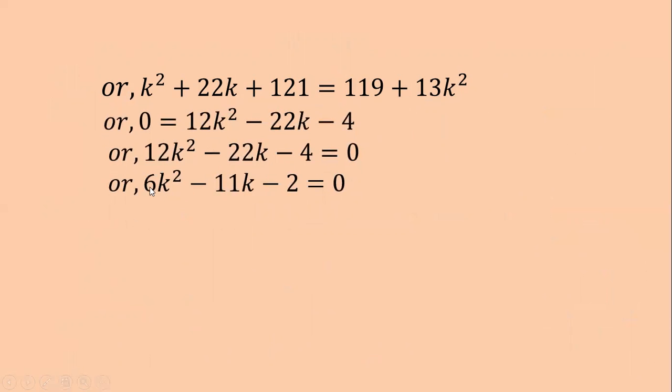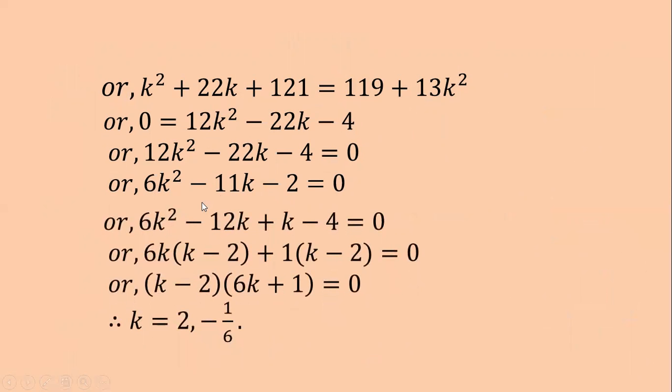So after simplification, we have this term. Now we apply the factorization method. So 11k can be written as 12k plus k, and thereby we get these two factors, and we get k is equal to 2 and minus 1 by 6. So these are the values of k.